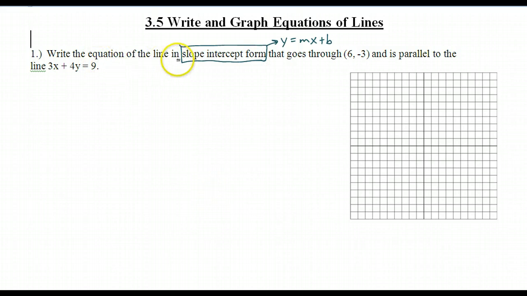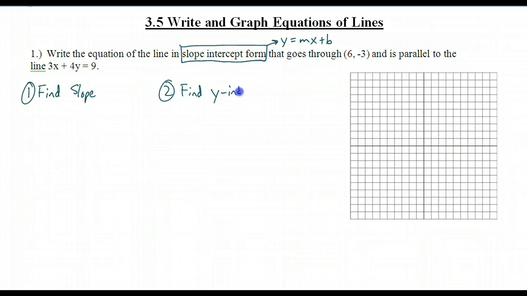To write the equation of a line in slope-intercept form, there are two steps. Step 1, we need to find the slope. Step 2, we need to find the y-intercept, our b value. So if we look at this problem, we need to come up with a line that is parallel to this line.